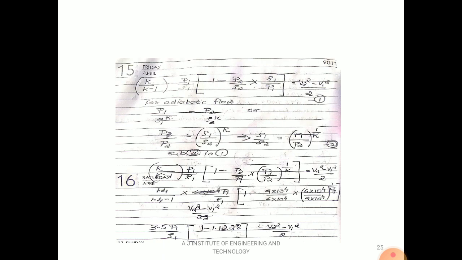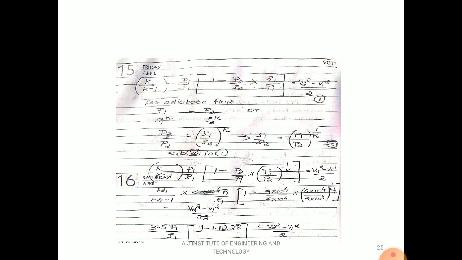Now you can just rearrange the expression by taking P1 by rho 1 outside the bracket. So K by K minus 1 into P1 by rho 1. When you take P1 by rho 1 from the first term, that becomes 1. So into 1 minus P2 by rho 2 into rho 1 divided by P1. That is equal to V2 square minus V1 square by 2. Take that expression as 1.